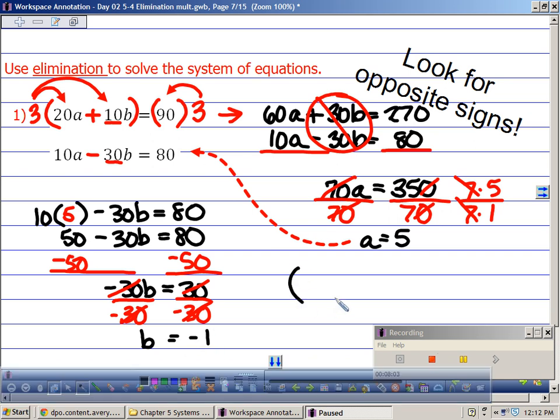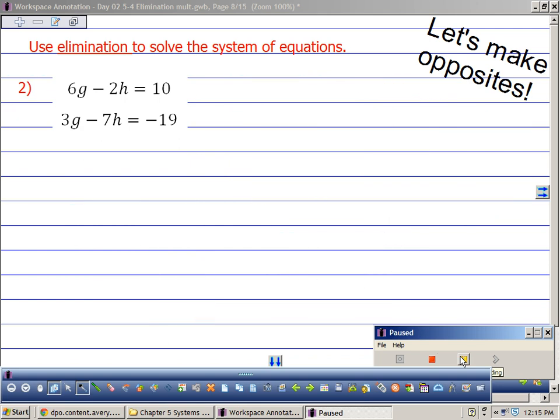So what's my solution? 5 and negative 1. 5, negative 1. What does that represent? The intersection of the two lines of the system. Good job. Okay, so let's look at what's different about this one. Do I have opposite coefficients anywhere on this system of equations?